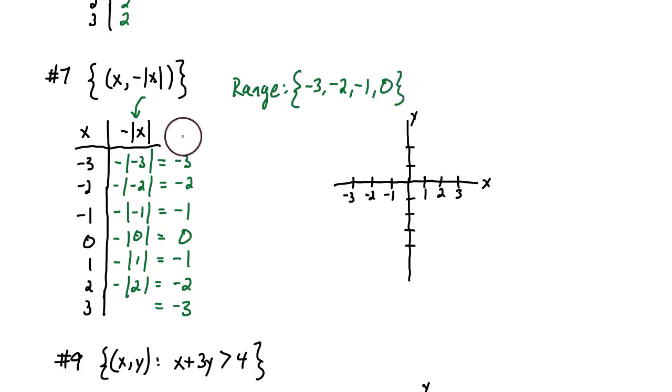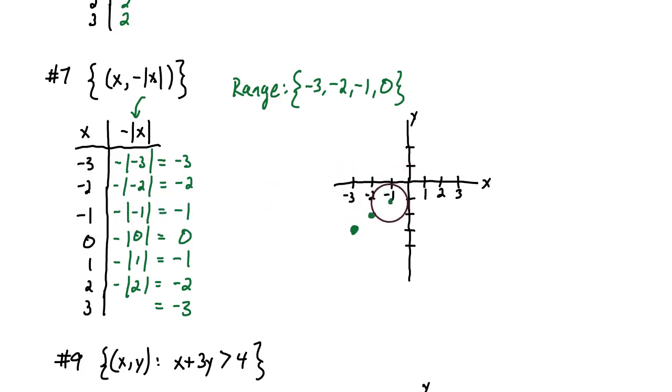Now let's make our graph. When x is -3, the value of the range is -3. So left 3, down 3. When x is -2, the value of the range is -2. Left 2, down 2. When x is -1, the value of the range is -1.